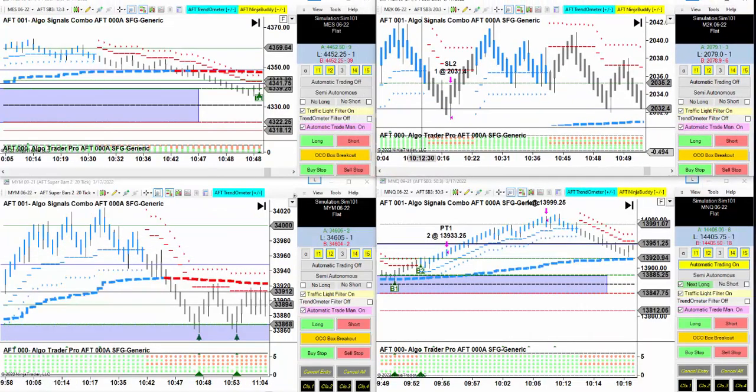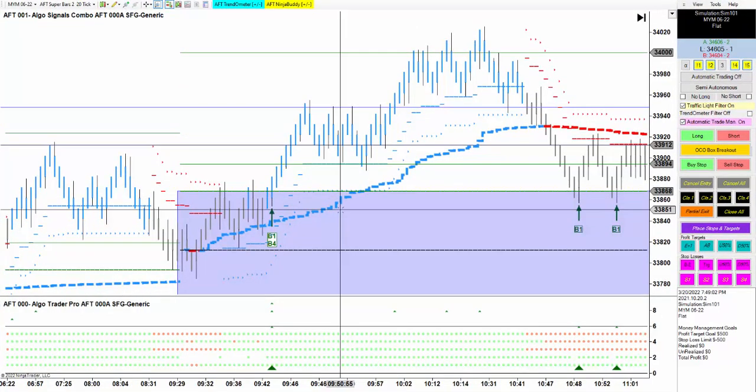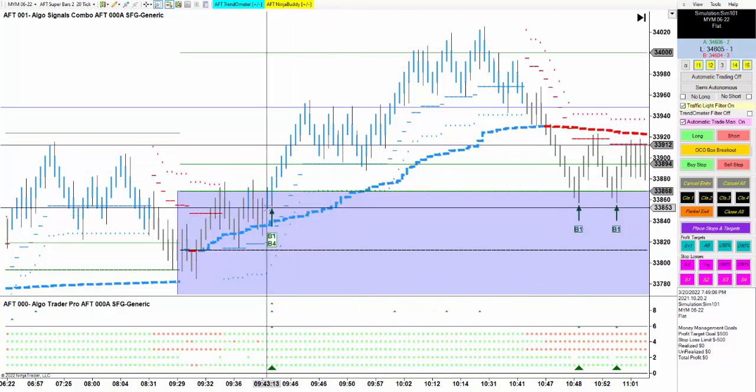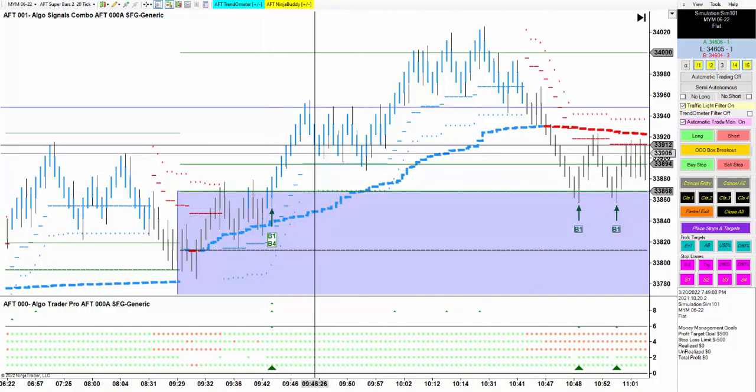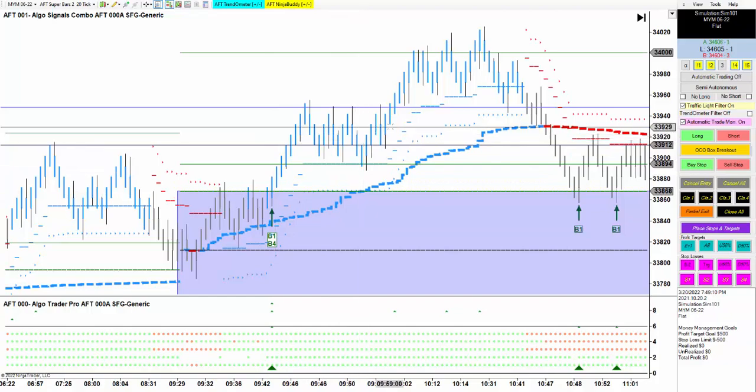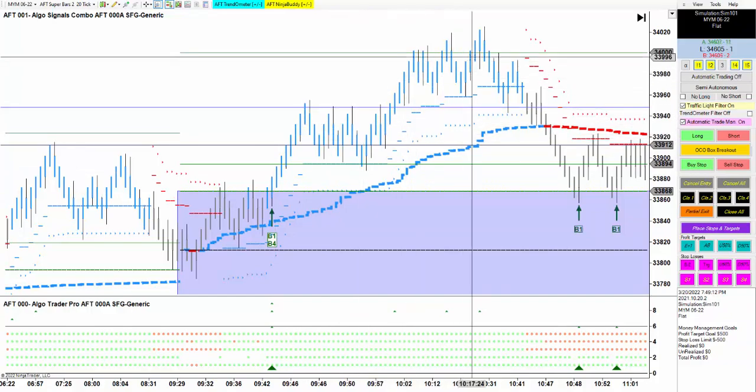Now the one we avoided was the MYM, because it was coming in as the weakest market, and you can see, even though it eventually got long, it really struggled to make progress. So it was probably a good call to leave that one behind and take the other three.